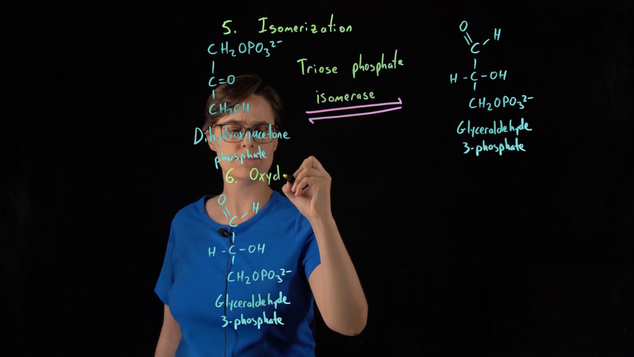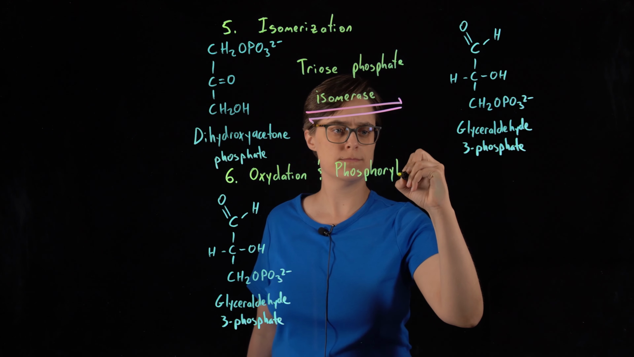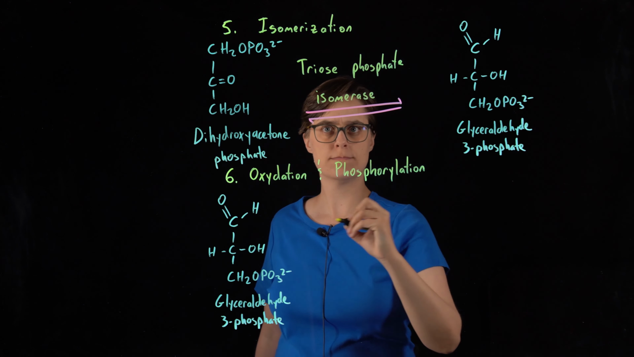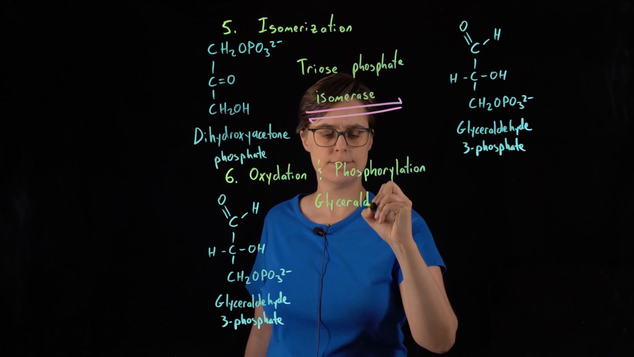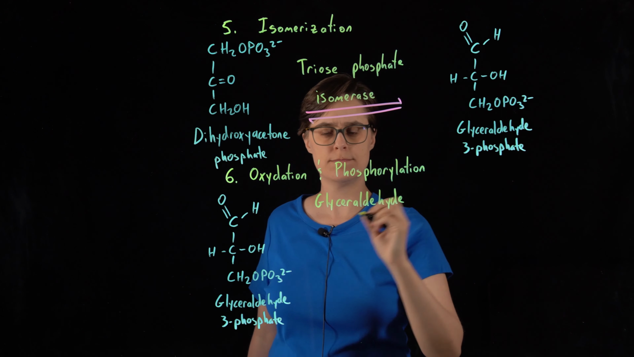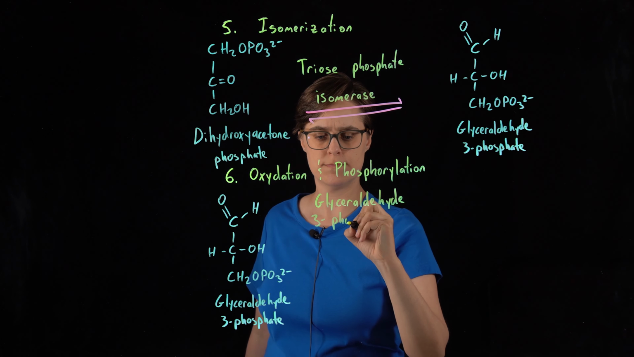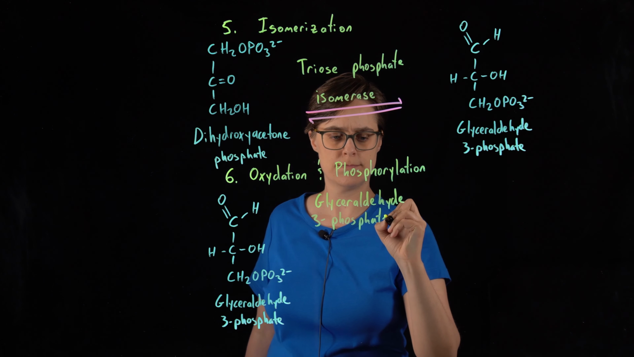Step 6 is an oxidation and phosphorylation reaction. So this is catalyzed by the enzyme glyceraldehyde 3-phosphate dehydrogenase. And as the name suggests, the reactant is going to be the glyceraldehyde 3-phosphate. This is a reversible step, so we're getting the 2 directional arrows.